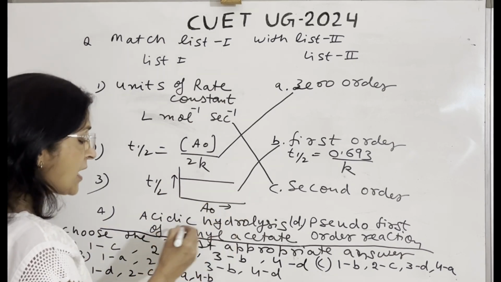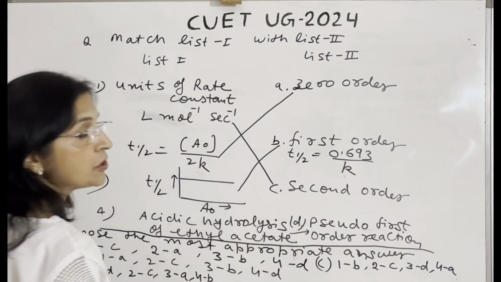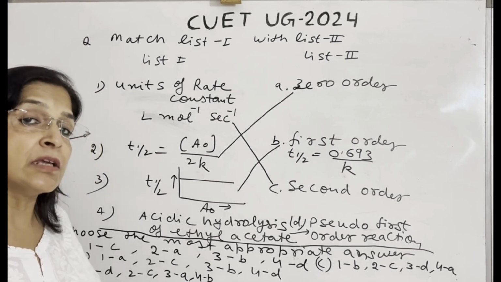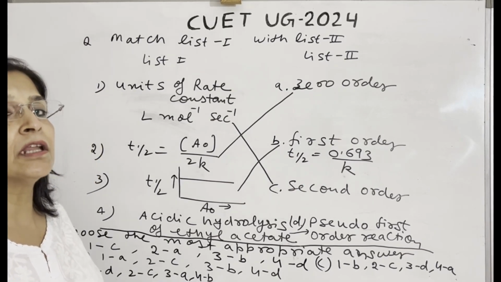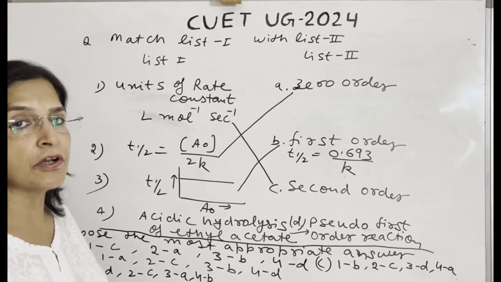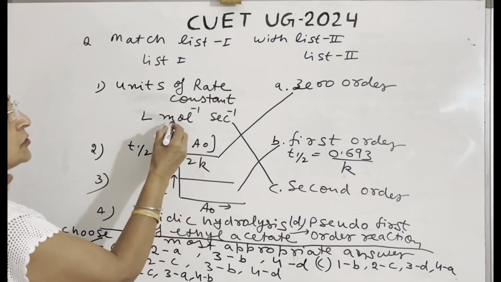Fourth is acidic hydrolysis of ethyl acetate. This is pseudo first order reaction. Pseudo first order reaction means the reaction which seems to be second order, but it is first order. This type of reaction called as pseudo first order reaction. The most appropriate answer is A. I will explain you this one.